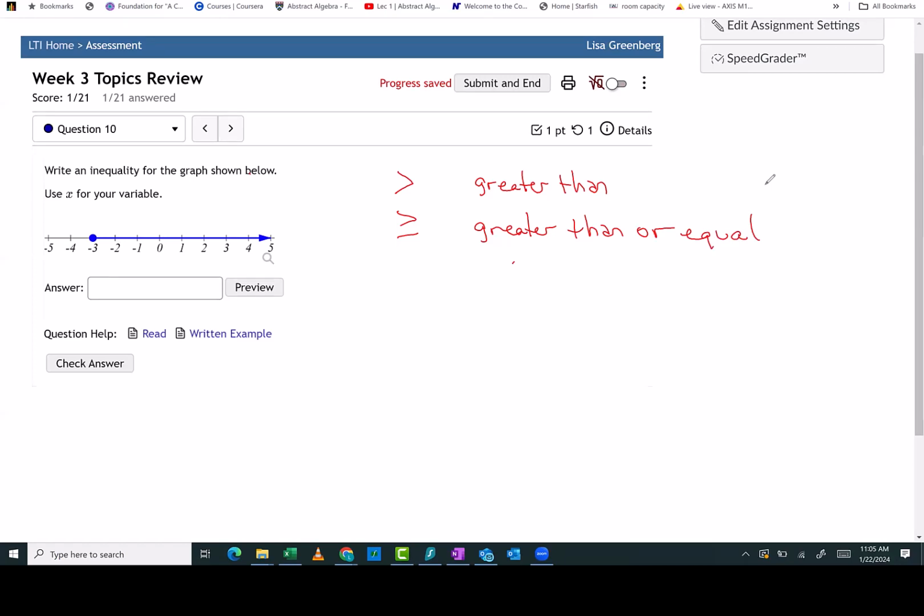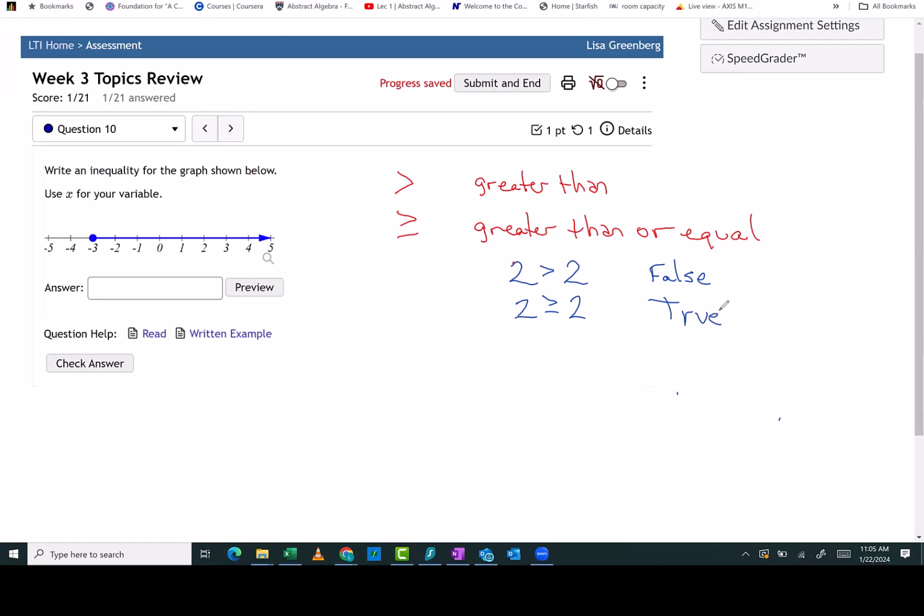When would I use one and not the other? What's the difference? Let's say, for example, I have 2 is greater than 2. Is that a true statement? No, this is false. 2 is not greater than 2. 2 is equal to 2. Now, if I put that little underline there, which is my equal sign, this becomes true.